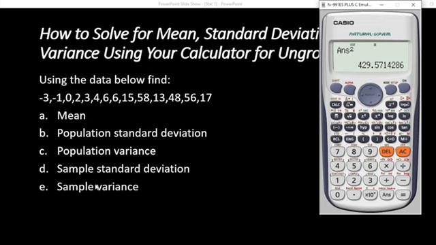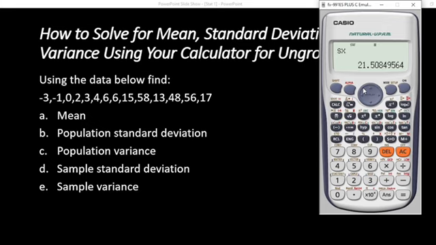So we've been able to find our mean, population standard deviation, and population variance. We are left with sample standard deviation and sample variance. So let's check that one too. To do that, we also press on shift number 1, then we go to number 4 again. And as I said earlier, number 4 is for sample standard deviation. So we press on 4, then we press equal to.